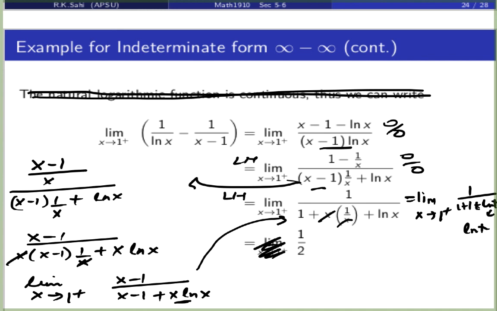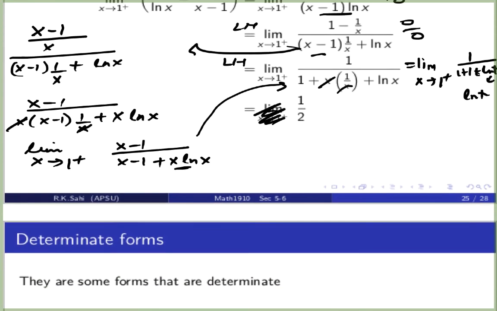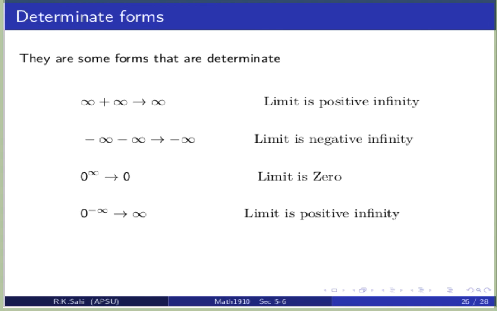Now, we have talked about indeterminate forms. What about determinate forms? Well, determinate forms are the forms of the kind where infinity plus infinity is infinity, negative infinity is negative infinity, 0 to infinity is 0, 0 to negative infinity is infinity. Remember, L'Hopital's rule is applicable if you have a specific kind of an indeterminate form. Very, very important. So let me talk about those pointers.